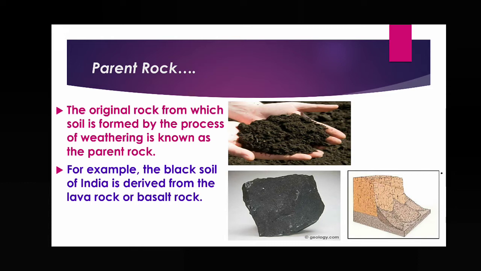That means whatever type of soil you can find out, like here black soil, here sandy soil, whenever you see the soil, you can guess what type of rock it is. Here black soil, black color, and here basalt rock, black color. So the parent rock's characteristic you can also see in the soil. Parent rock basalt, its color is black, that's why the color of the soil is also black. So that is the impact of parent rock.